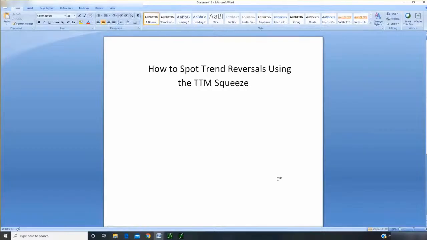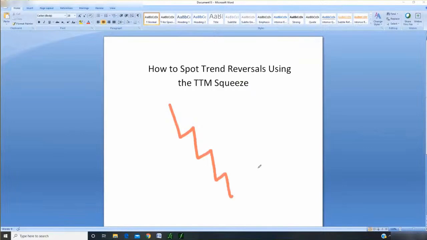Today I'm going to talk about how to spot trend reversals using the TTM squeeze. Let me just talk really quickly about a trend reversal. I'm going to focus specifically right now on the bullish trend reversals. Since our market has been getting punished, beat down, I think it's appropriate to talk about bullish reversals. In order to get a bullish trend reversal, first, the stock has to be moving down.